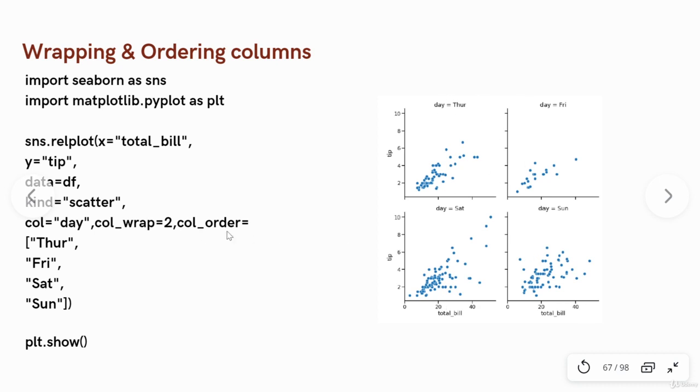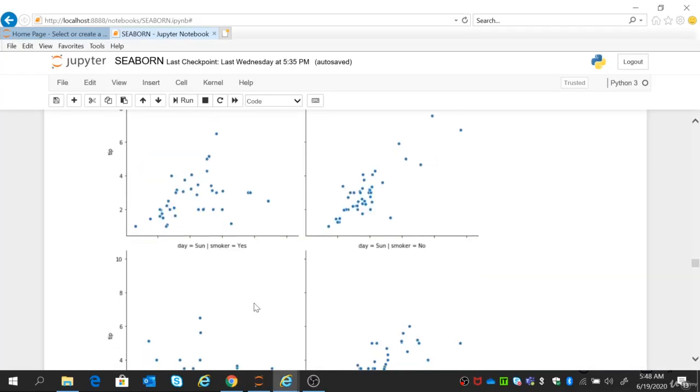Then if you want to mention a specific column order, you can mention Thursday first, Friday first, Saturday first, Sunday first, or if you want to take the reverse, you can do that as well. And finally plt.show. Let's take it in the interface.